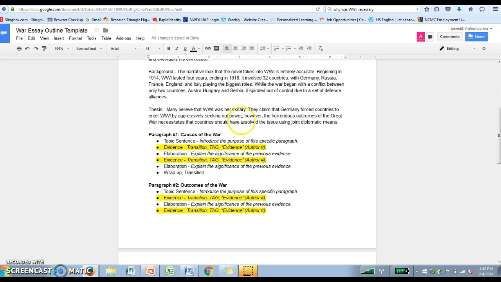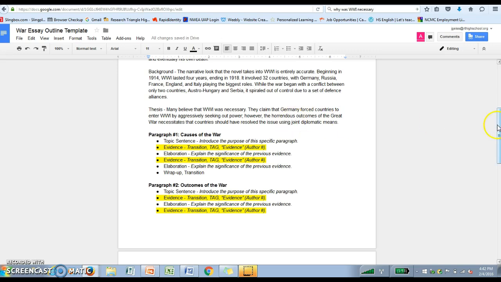Then I put my position. I use this word, however, which means that I am disagreeing with what my opposition said. So I say, however, the horrendous outcomes of the Great War necessitates that countries should have resolved the issue using joint diplomatic means. So I say, however, and then I state my position clearly and specifically. And I state that World War I, the outcomes were so terrible that there had to be another way to solve the problems that the war resulted from.